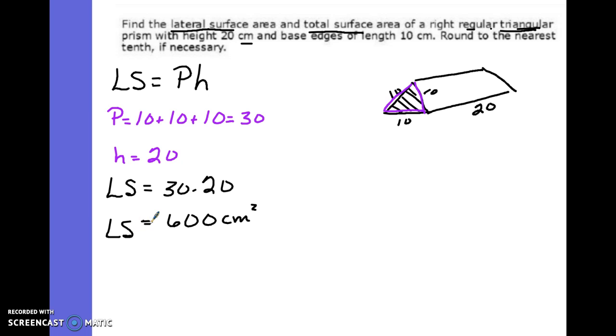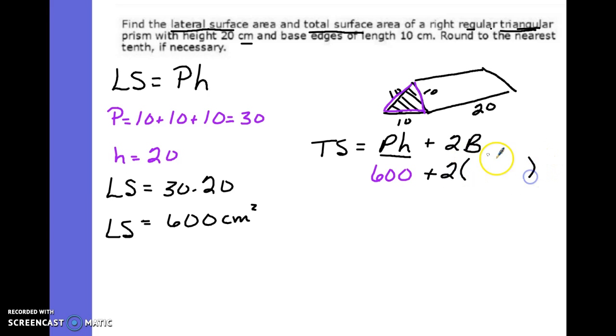Now, what about my total surface area? My total surface area is the perimeter times the height plus 2 times the area of the base. Well, we have this part, this part was 600. And then we know the number 2 is 2. But what about this base? This base, well, we have a triangle, and we're going to have to go to a little thinking spot and figure out the area of this triangle.